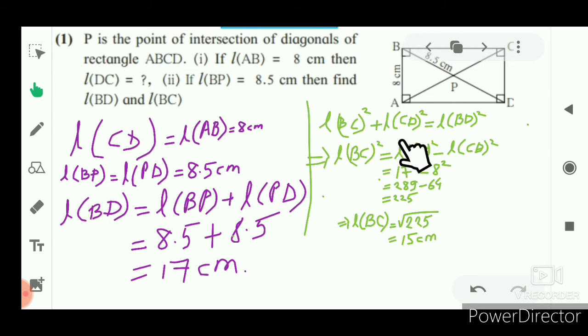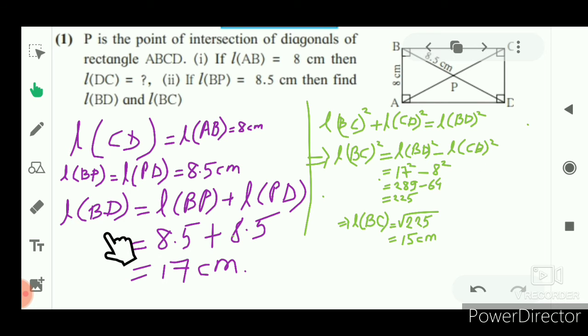Length of BC square plus length of CD square will give the length of the hypotenuse BD whole square. The length of BC we have to find out, so we will keep it on one side and shift the remaining terms to the other side. So we will shift CD to the other side. Positive CD, after going to the other side of the equal sign, will become negative. So BC square will be equal to BD square minus CD square.